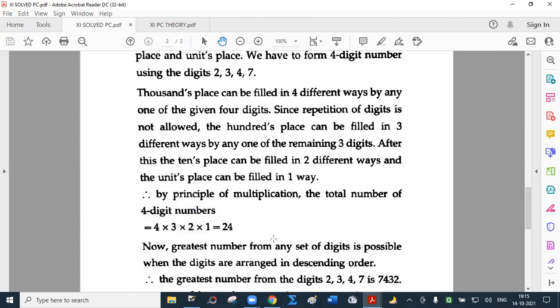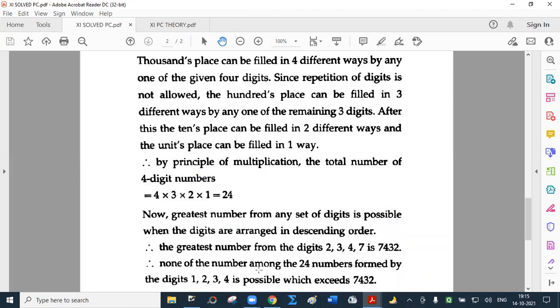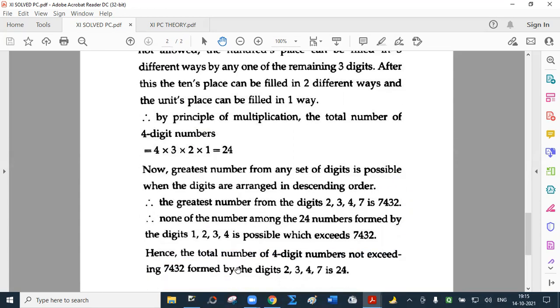Now the greatest number from any set of digits is possible when the digits are arranged in decreasing order. So the greatest number is 7432. So none of the 24 numbers formed by the digits will exceed 7432. Hence, the total number of 4-digit numbers not exceeding 7432 formed by the digits 2, 3, 4, 7 is 24.